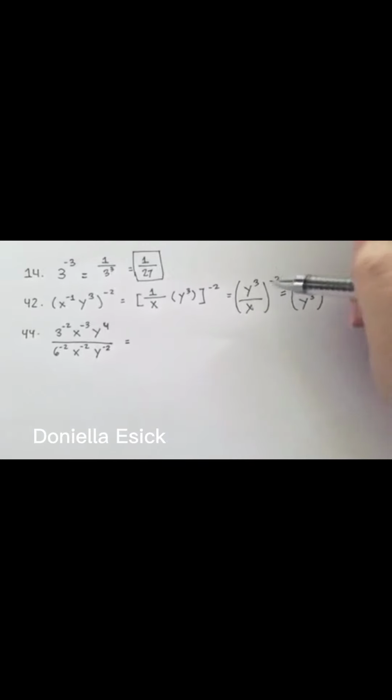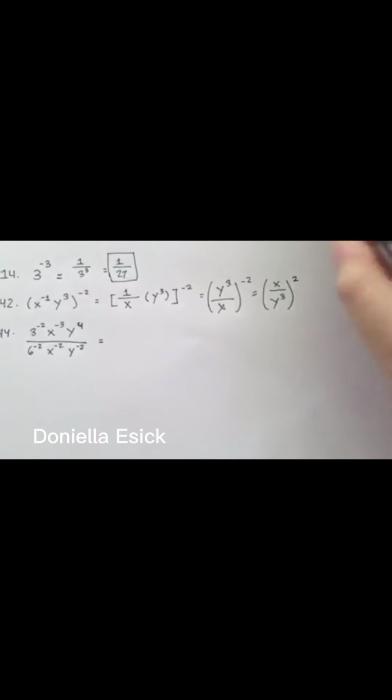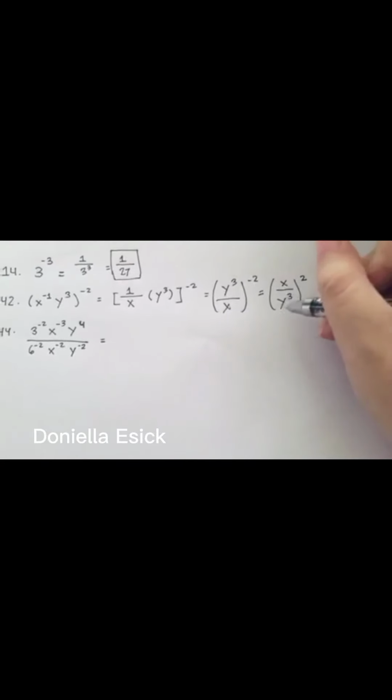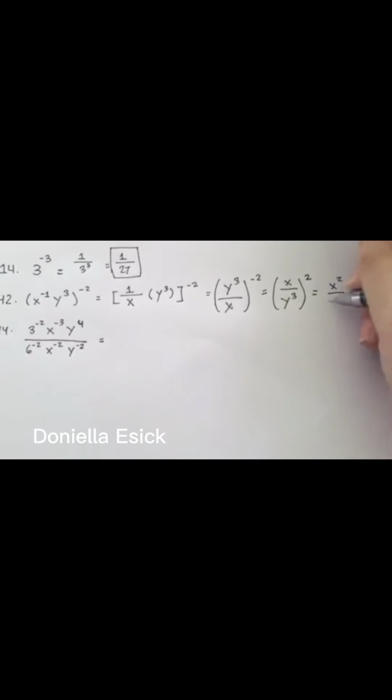copy the exponent negative 2, pero mahimo na siyang positive. So positive 2 na siya ha, and then distribute the exponent 2 to x and y raised to the power of 3. So the final answer is x squared over y raised to the power of 6.